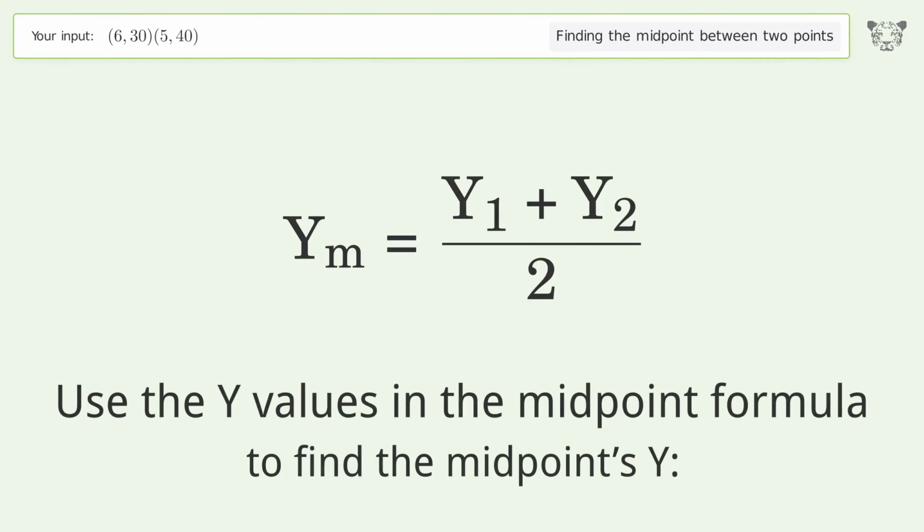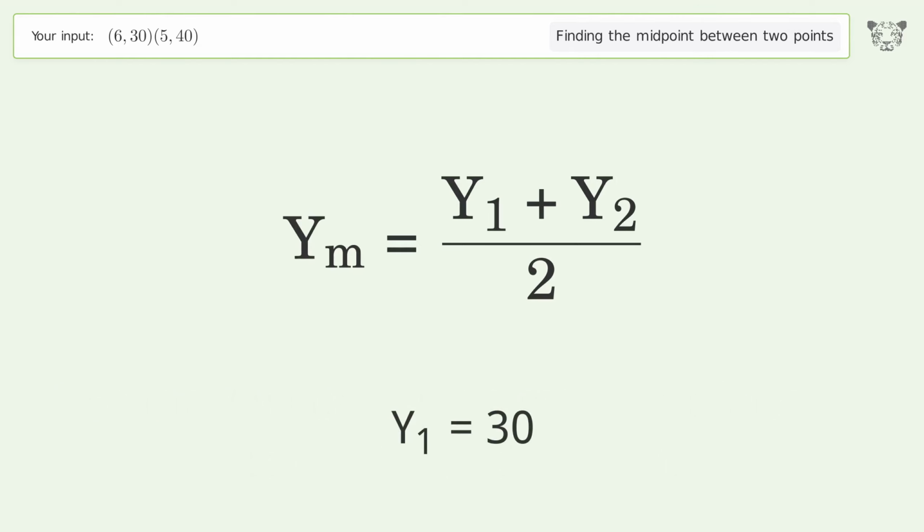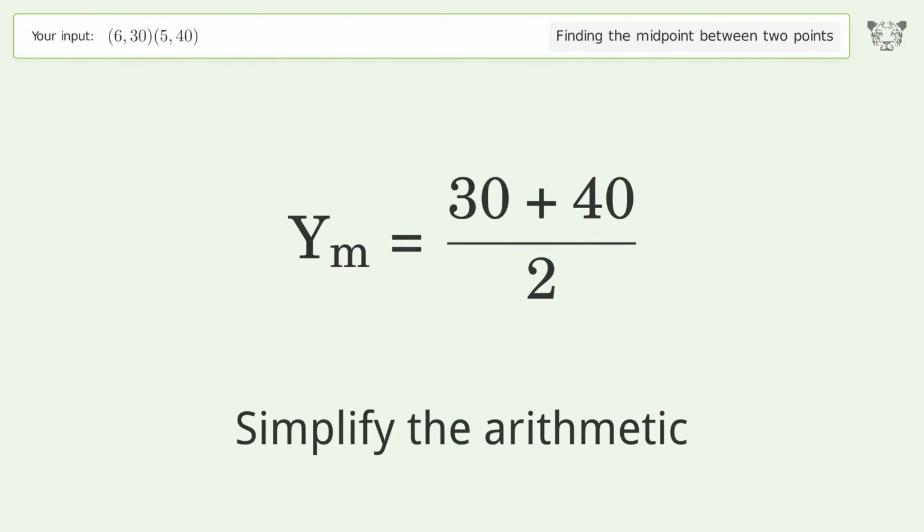Use the y values in the midpoint formula to find the midpoint's y. y1 equals 30. y2 equals 40. Simplify the arithmetic.